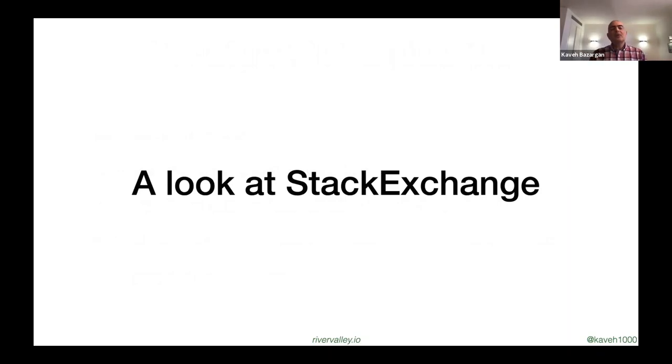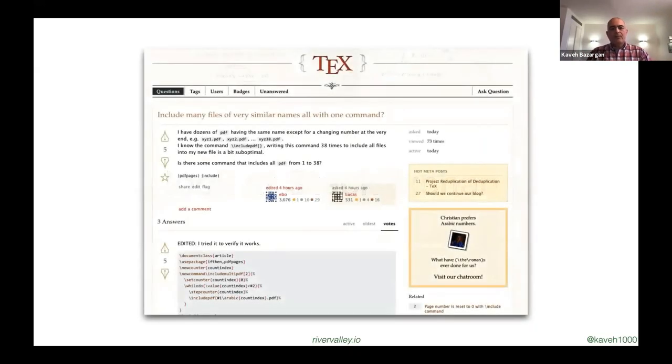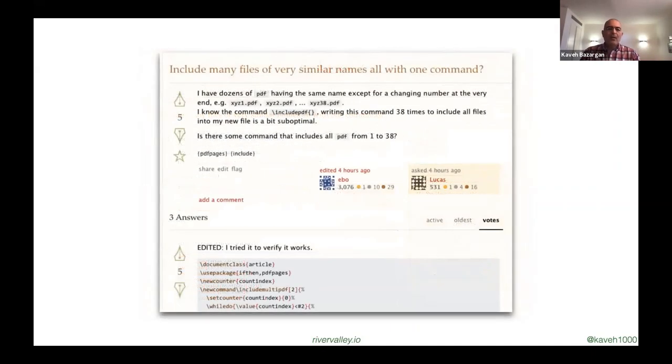Now, I've been using a thing called Stack Exchange for a while. And Stack Exchange, if you're not familiar, it's for programmers who ask questions and people answer. It's an interesting site. So here it is, for example, TeX, which I use now and again.